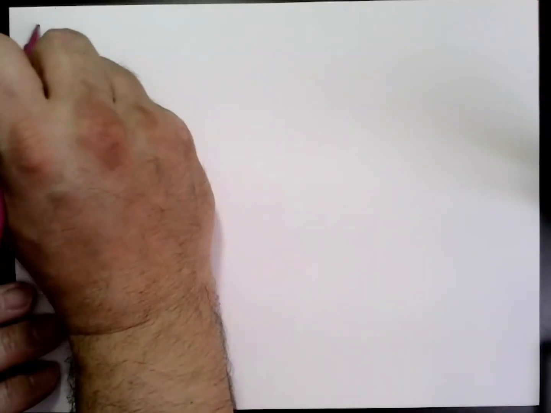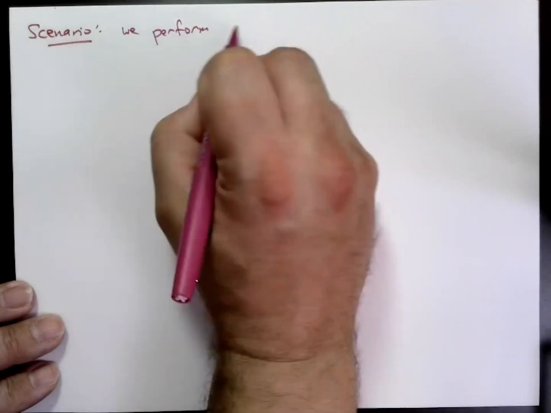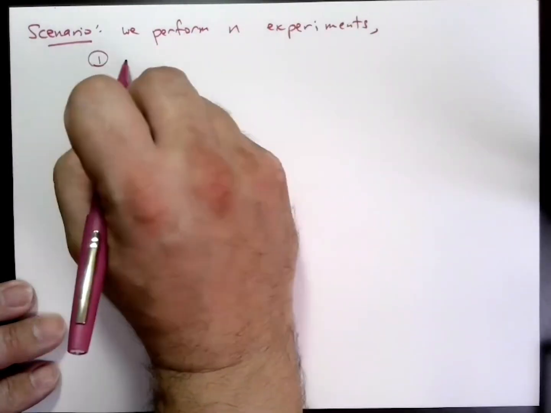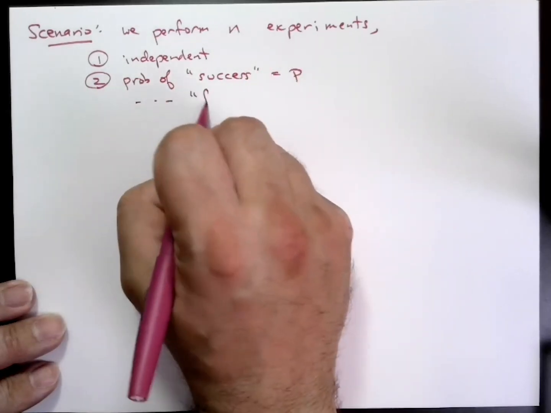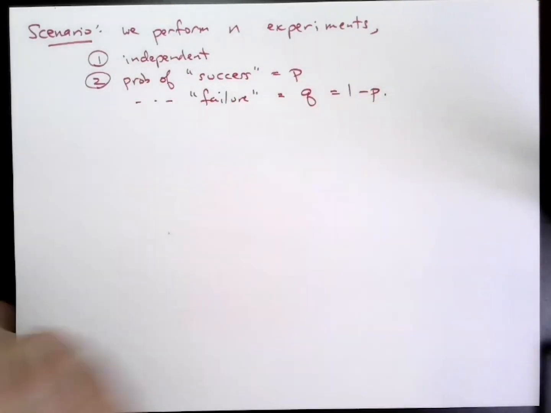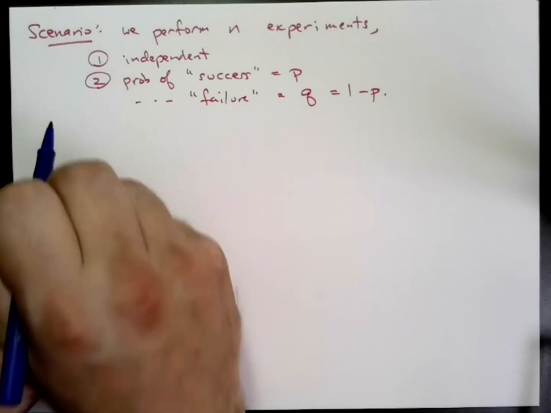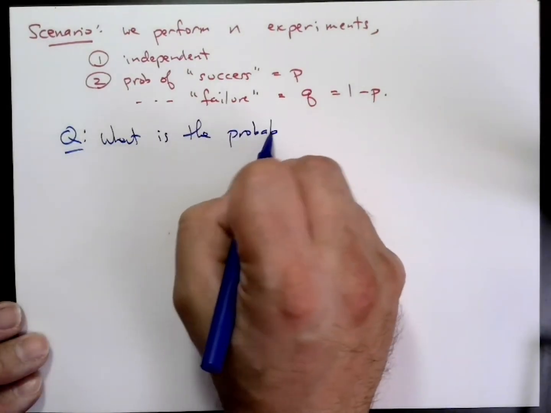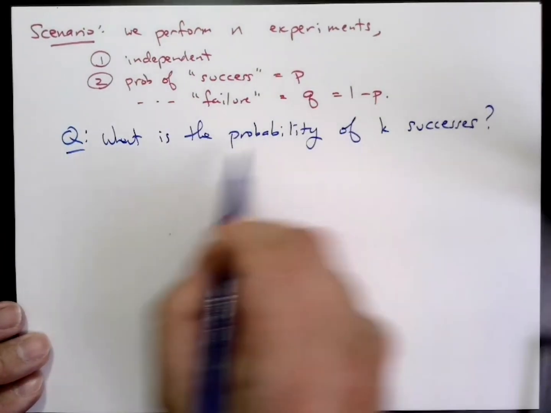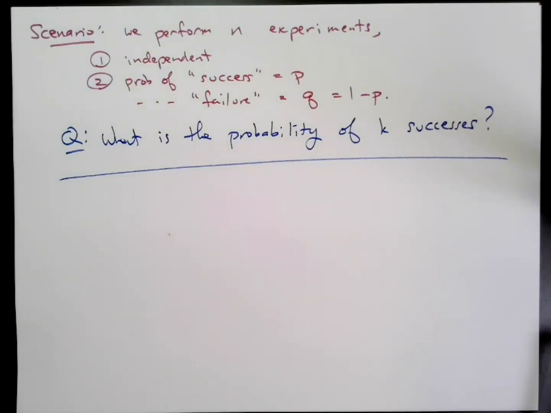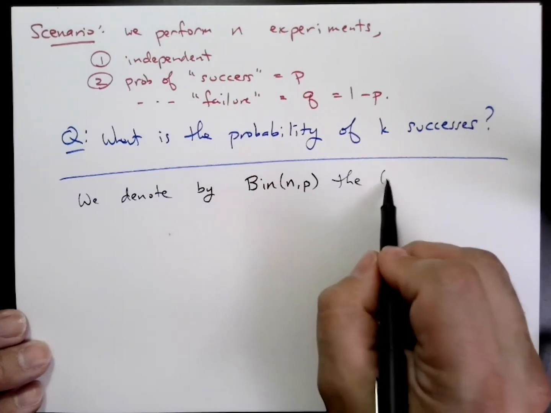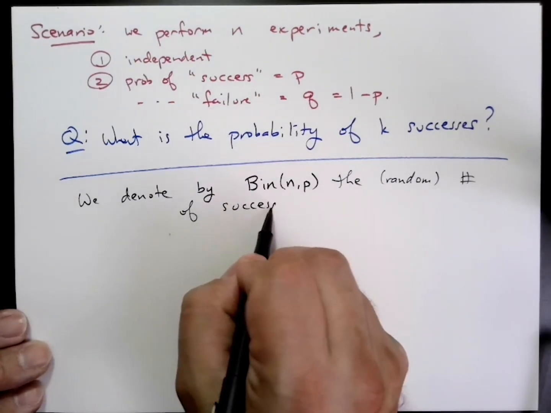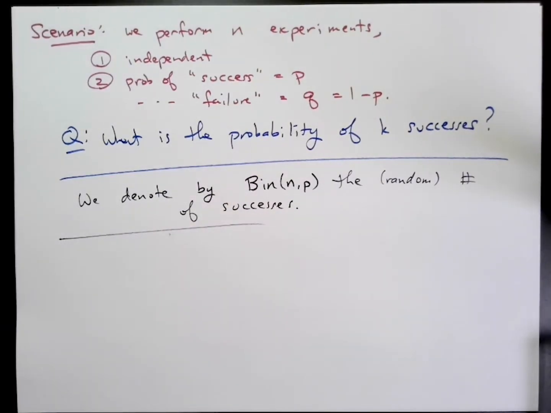Let's generalize this idea a little bit. Let's consider the following scenario where we perform n experiments in a row, assume that they're independent, assume that the probability of a quote-unquote success is p, the probability of a failure is q, which is 1 minus p. We then ask, what is the probability of k successes? We're going to denote by the following notation: Bin(n, p). Bin is short for binomial, so this is the binomial random variable. This is going to be the random number of successes.